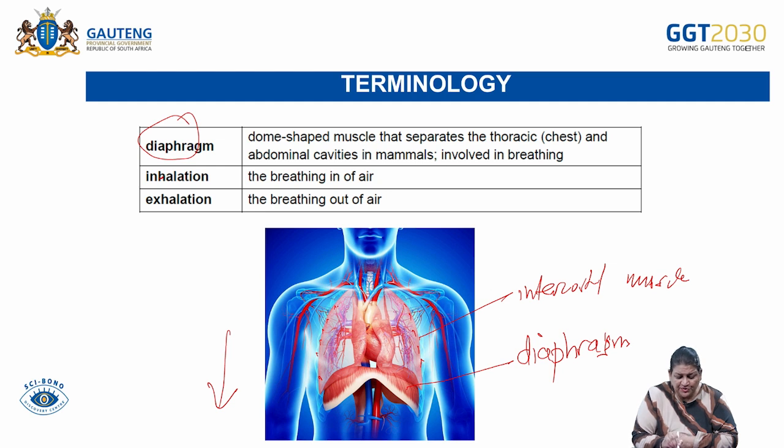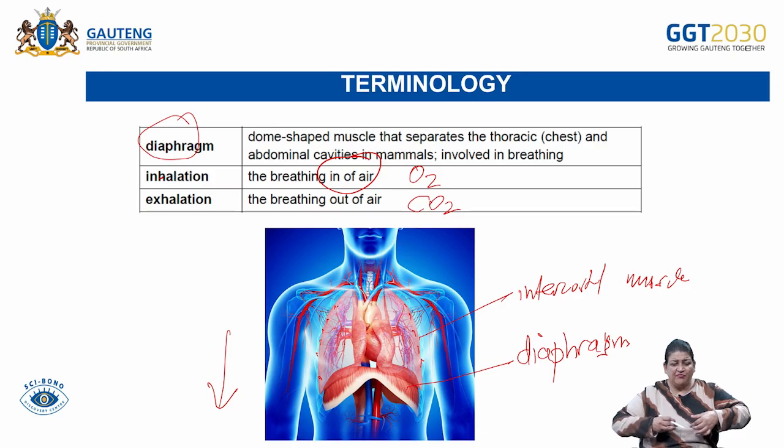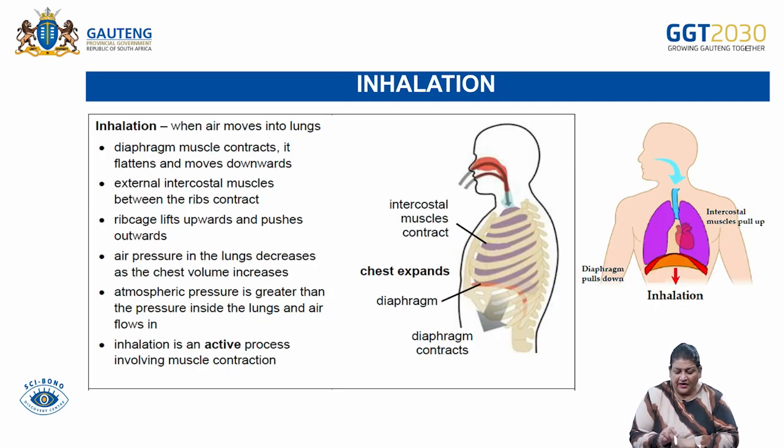So inhalation means breathing in of air with oxygen, and exhalation means breathing out of air with lots of carbon dioxide. Okay, so you know what the muscles are? The diaphragm and the intercostal muscles, and here are your lungs embedded and enclosed within your rib cage. Okay, your intercostal muscles have bones attached to them, which are the ribs. All right, and within the rib cage are your lungs. Now here we're going to look at the process of inhalation, and you need to know this.